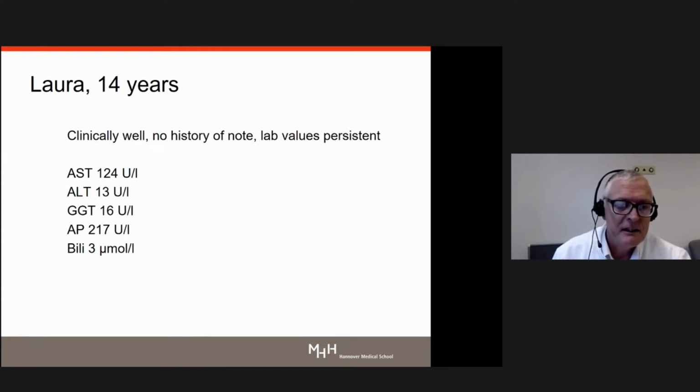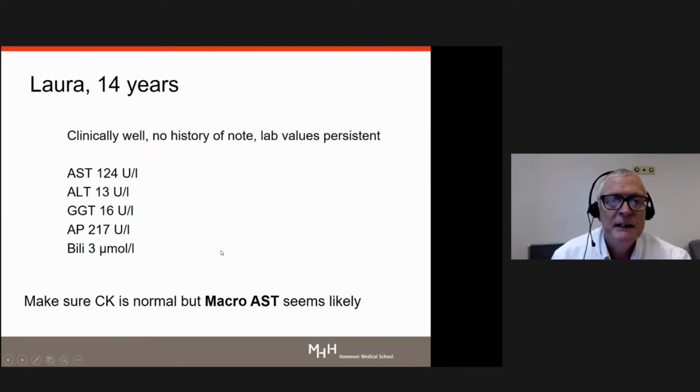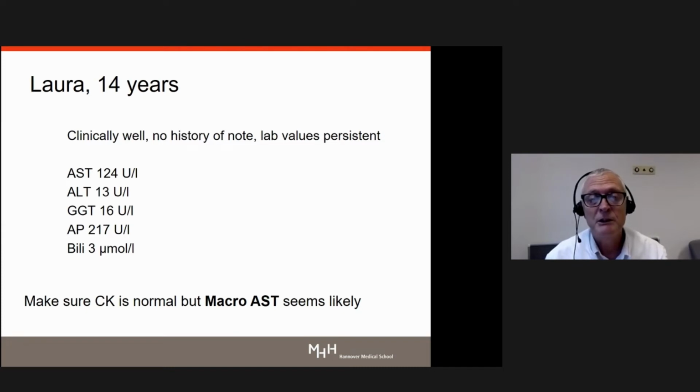But seriously, think about this scenario. Laura is 14 years old, a well adolescent. There's no history of note, but the lab values are persistently abnormal. It sticks out that the AST is abnormal. The ALT is okay, gamma GT and AP are all fine. Any guess? Make sure the CK is normal to exclude a muscular problem, but macro-AST seems the likely diagnosis. This is a polymer of AST, and this increases the half-life of the enzyme in the bloodstream. It just persists for much longer.